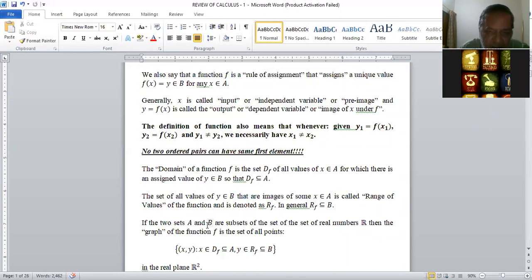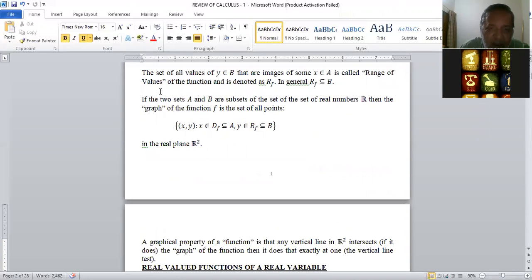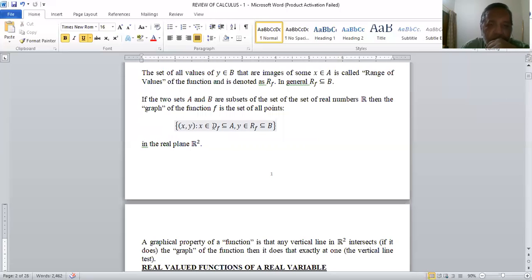Now, if two sets A and B are subsets of the set of all real numbers R, then the graph of the function f is the set of all points that we can write algebraically as follows. When I say algebraically, मैं set notation इस्तेमाल कर रहा हूँ, ordered pair लिख रहा हूँ कि भाई function का graph जो है वो set of points है. Set of points. Points in a plane are written as ordered pairs (x, y). x coming from the domain of the function and y coming from the range of the function. And the domain of the function is necessarily a subset of the first set A that we are talking about. And the range of the function is a subset of the second set B that we have talked about.